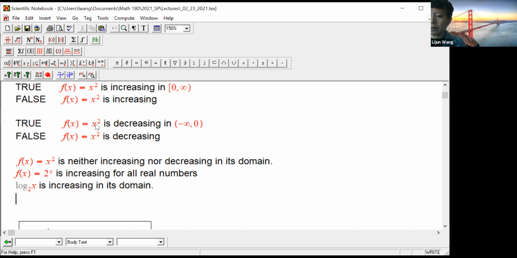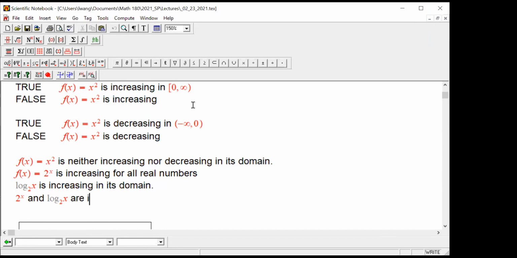Okay, thank you for speaking up. These two functions are inverse functions of each other. We talked about this last time. Okay, so please go back and watch those lectures. They are inverse to each other.